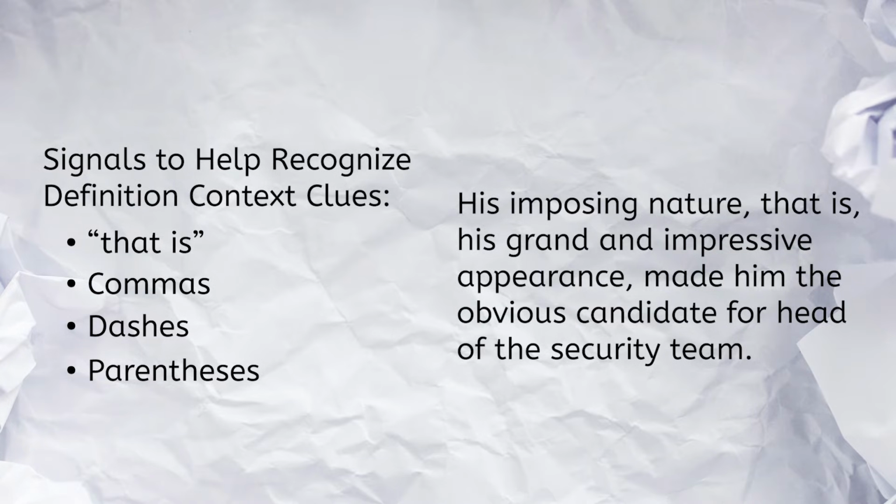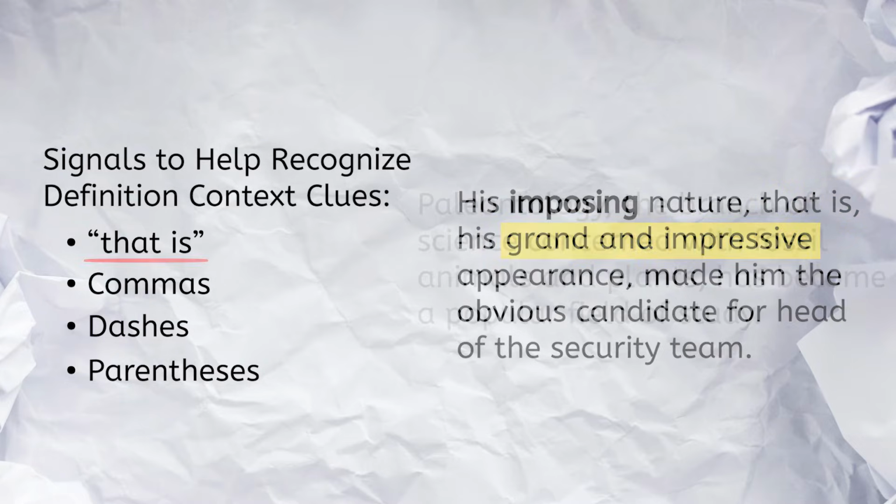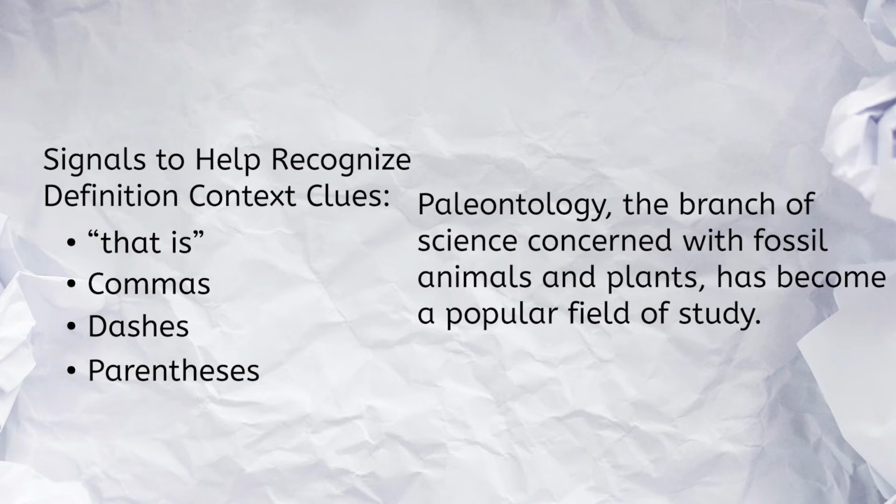Hey, this looks like it's from one of my old homework assignments. It says, "His imposing nature, that is, his grand and impressive appearance, made him the obvious candidate for head of the security team." So I can figure out the meaning of imposing by looking for signal words to find the definition in this sentence. "That is" are signal words that bring me to the definition of imposing, which is grand and impressive. Let's figure out this one together.